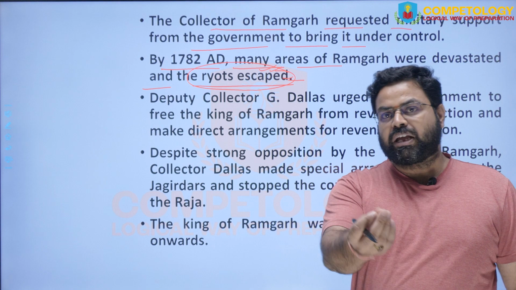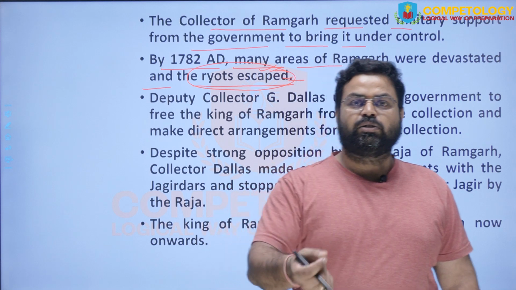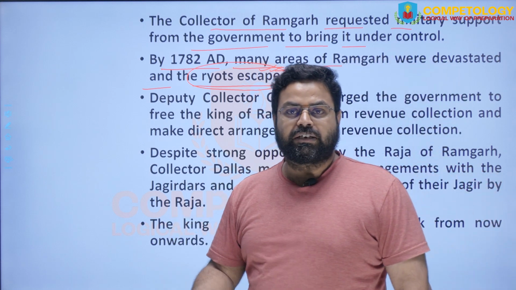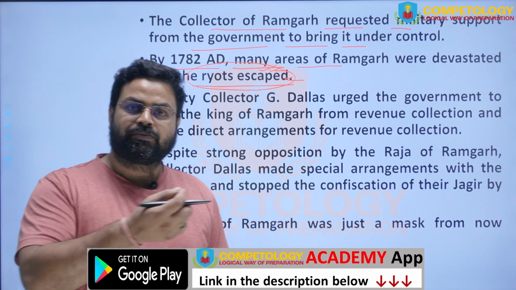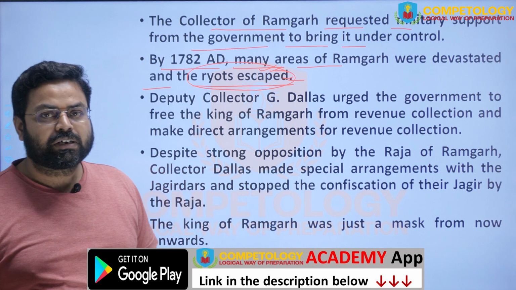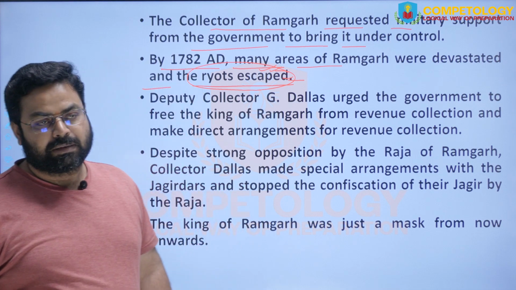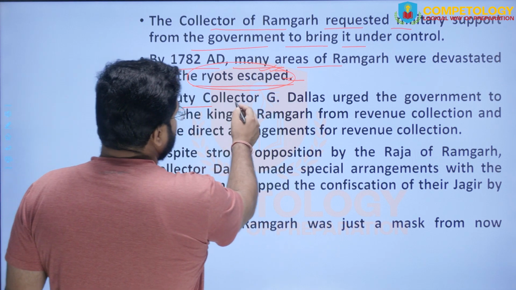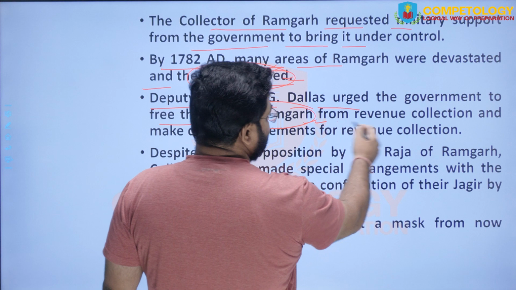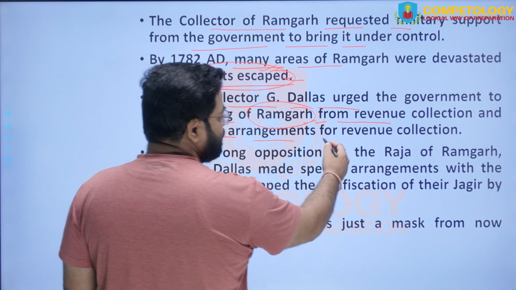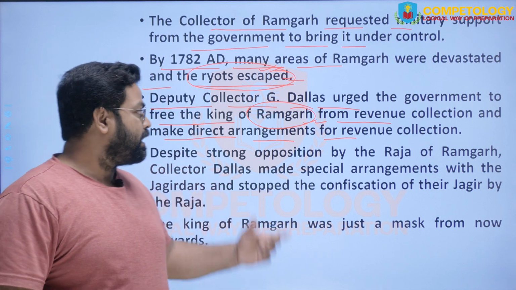And the main source of revenue at that time was the agriculture sector itself. So they had to control the out-migration of the farmers from the region, so that in future, after the rebellion is over, they will cultivate the region and pay the revenue to the British Empire, right? So Deputy Collector G. Dallas urged the government to free the king of Ramgarh from revenue collection and make direct arrangements for the revenue collection with the Zamindars and Jagirdars themselves.